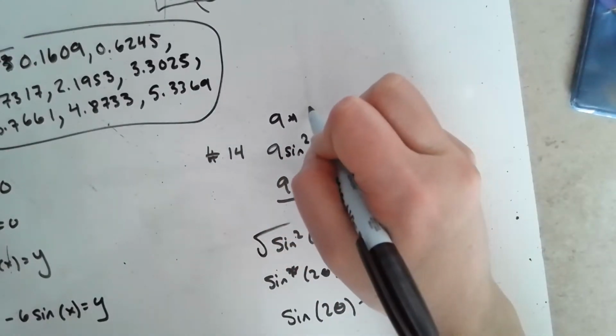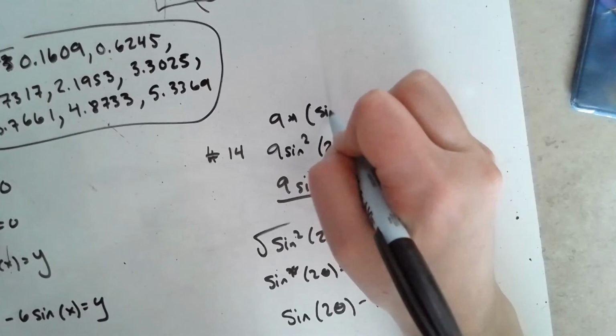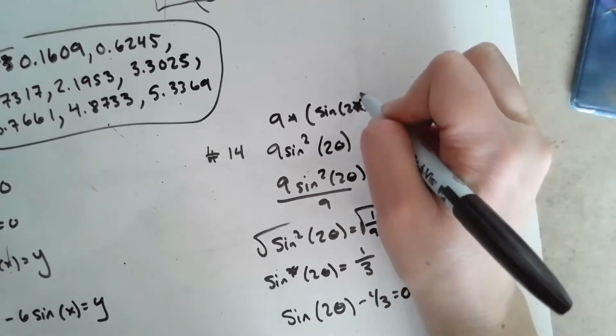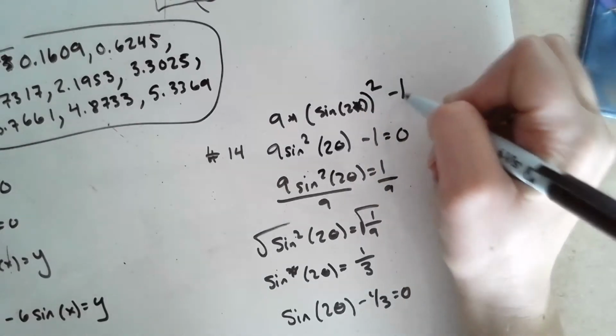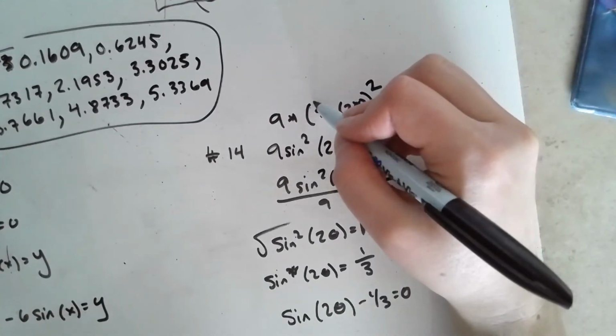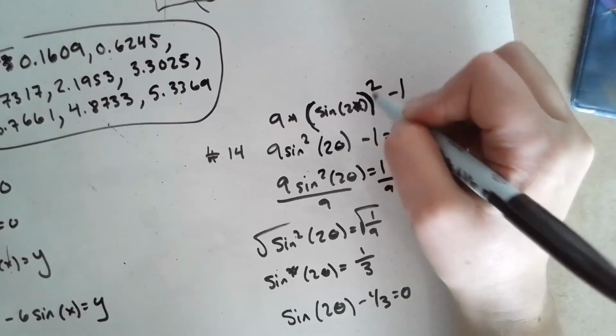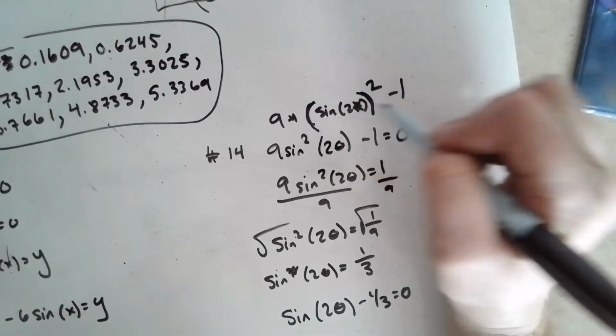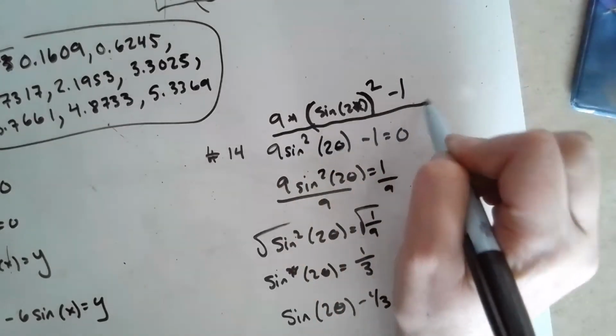Type this in your calculator: 9 times, okay, sine 2 theta or 2x squared minus 1. Okay, so this whole thing right out here is what's going to be squared. Do not put sine squared parenthesis 2x. This is the proper way to stick it in your calculator.